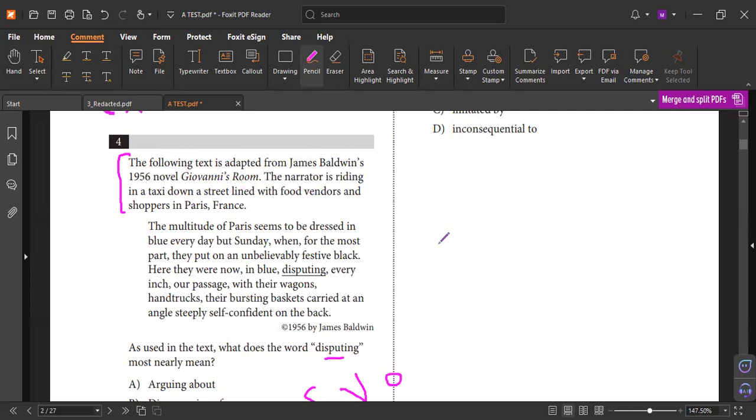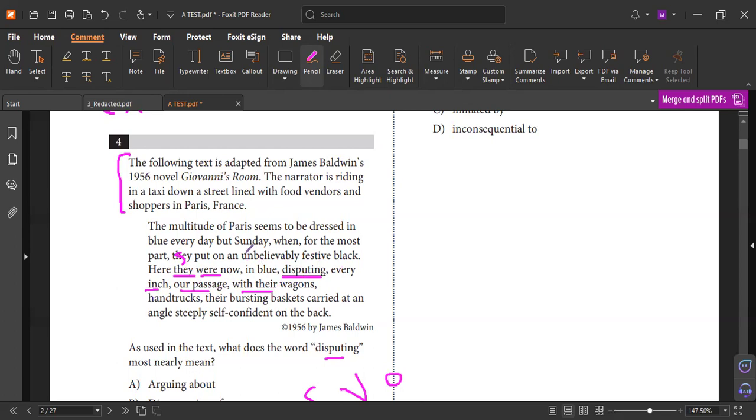Let's see. Here the following is adapting. The narrator is riding in a taxi down a street lined with food. Okay. So the multitude. We always read very quickly because we need to read again. They put on first black, and here they were disputing. That means they. Who are they? Now disputing every inch of our passage with their wagons.